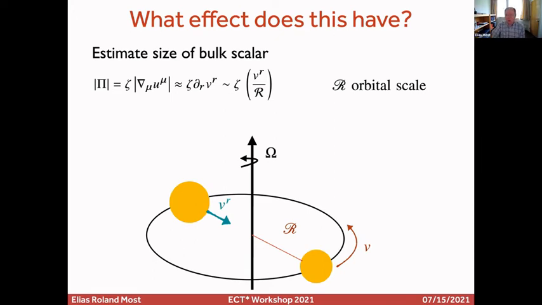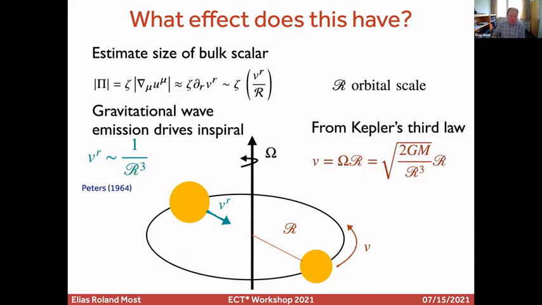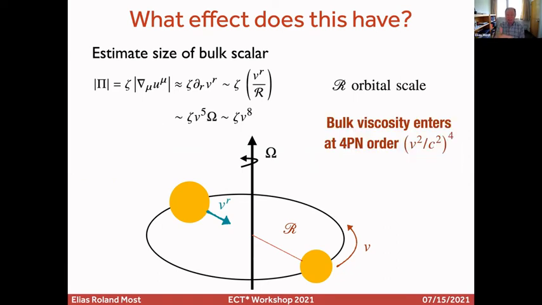Now we can plug in numbers. Orbital decay goes like 1 over orbital separation to the third power. Orbital velocity itself is typically used as the post-Newtonian parameter, and goes like the Keplerian velocity times the radius. So we just plug this in. And then we find that bulk viscosity would enter at fourth post-Newtonian order. So this correction goes like velocity over c to the 8th power, which is a pretty high correction.